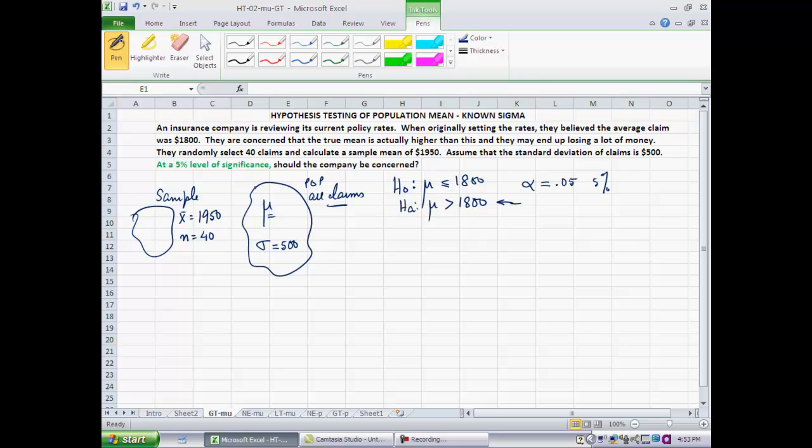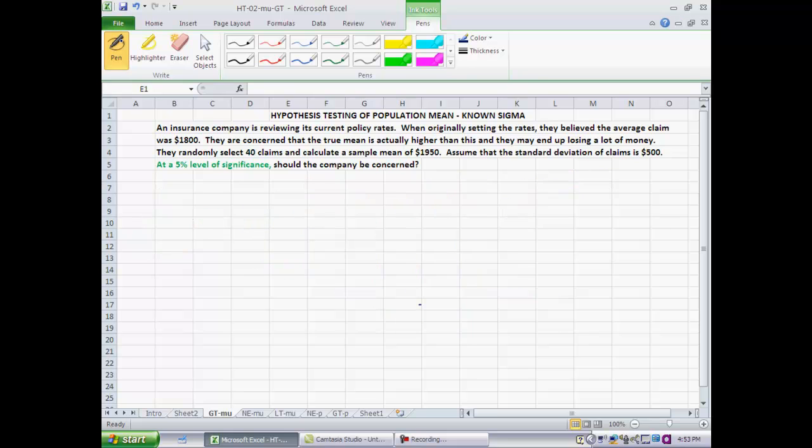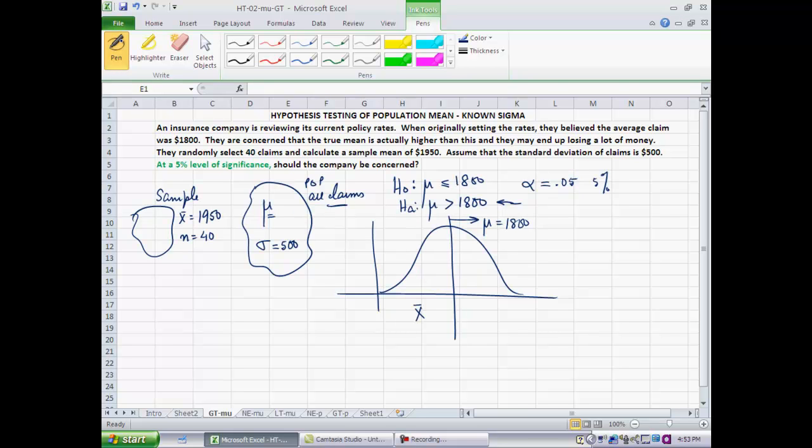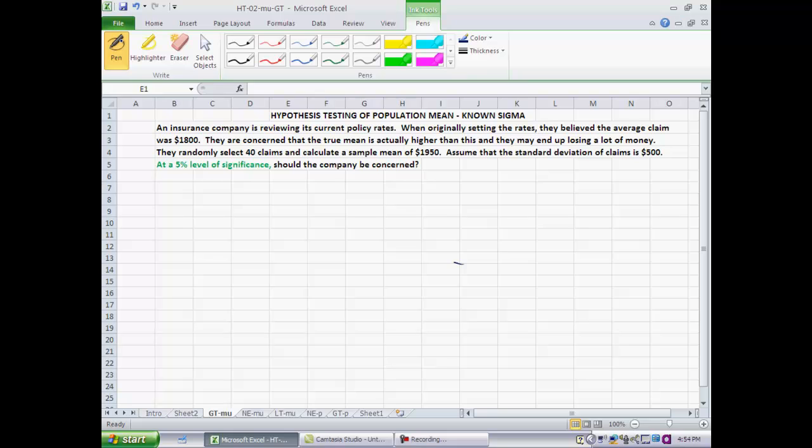Our next step, of course, is to look at what the sample is telling us. So we start off with the assumption that the null is true as an equality. All hypothesis testing stems from the assumption that the null is true as an equality. So if that's the case, then mu is 1800, and here we have the sampling distribution of the sample mean. We know that if mu is in fact equal to 1800, x bar, the sample mean, will be normally distributed with a mean of 1800 and a standard deviation.